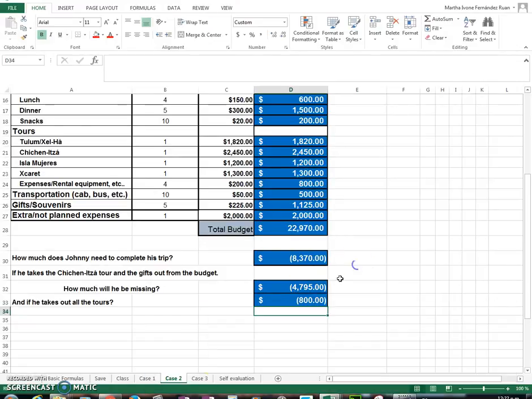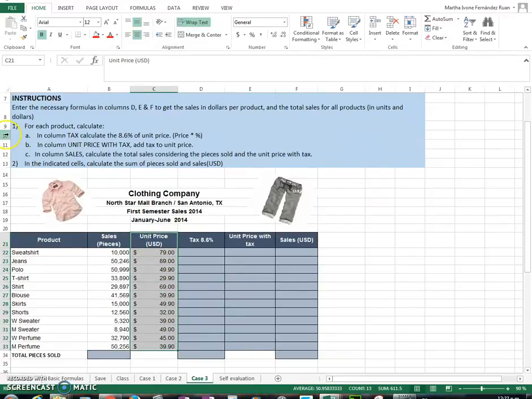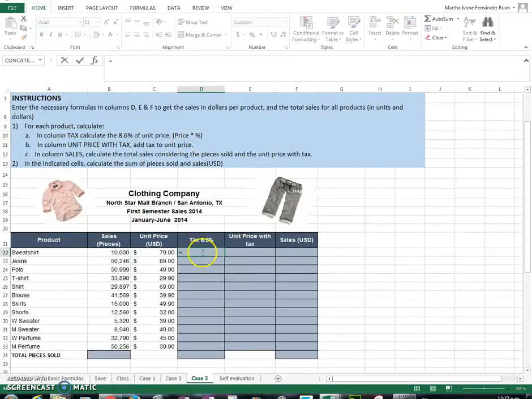Now we need to also learn something about taxes. How do we calculate taxes? Let's start. We have this clothing company, the sales in pieces or units, and also the unit price in dollars. To calculate the tax, we just need to multiply the price times the percentage of the taxes. So it's going to be equal the price times the 8.6% of the tax.